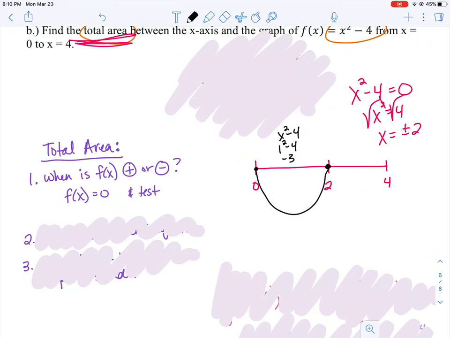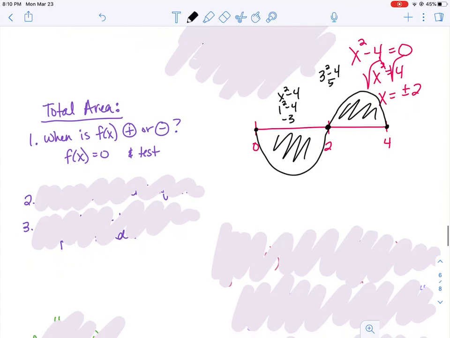Let's test a value from 2 to 4 and see where my graph is at. If I test a number between 2 and 4, I don't know, let's say 3. If I do 3 squared minus 4, plugging it into my function, I end up getting 9 minus 4, which is what, positive 5? So I know then that my y values are positive and my graph goes above the x-axis. It might not be perfect, but now I at least know where I'm negative versus where I'm positive.